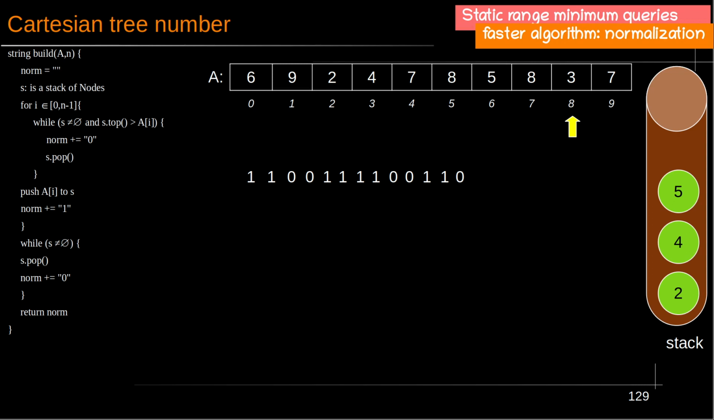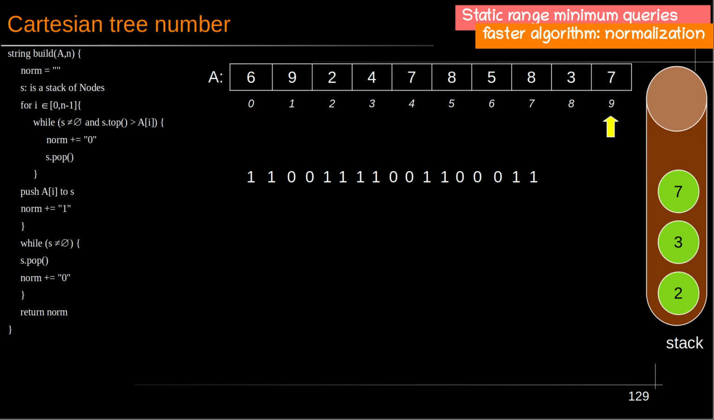5 is greater than 3, yes, we pop 5 and we add 0 to the binary string. 4 is greater than 3, yes, we pop 4 from the stack and we add 0 to the binary string. 2 is greater than 3, no, so we push 3 and we add 1. We go to 7. 3 is greater than 7, no, so we push 7 to the stack and we add 1 to the binary string.